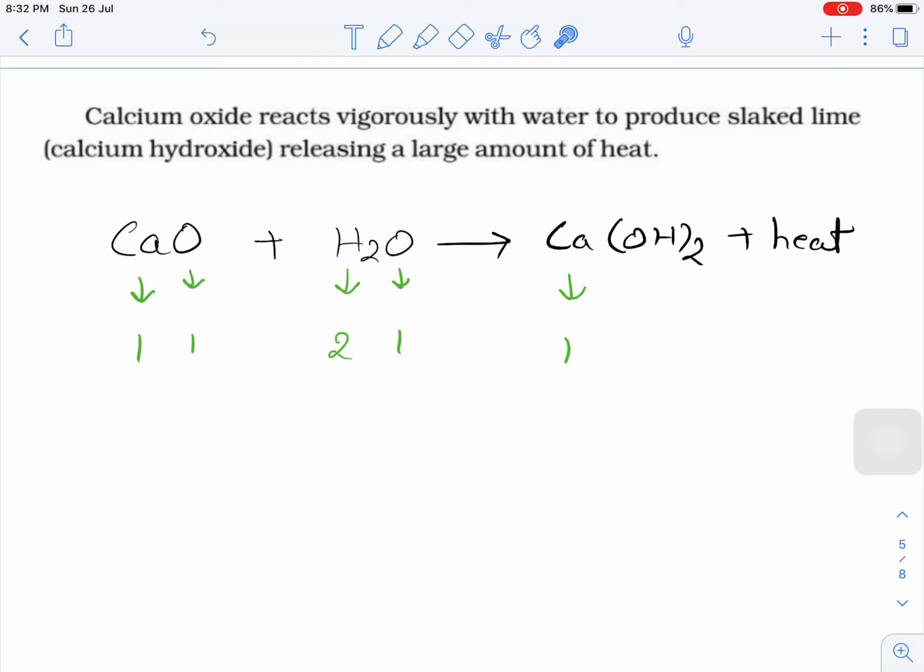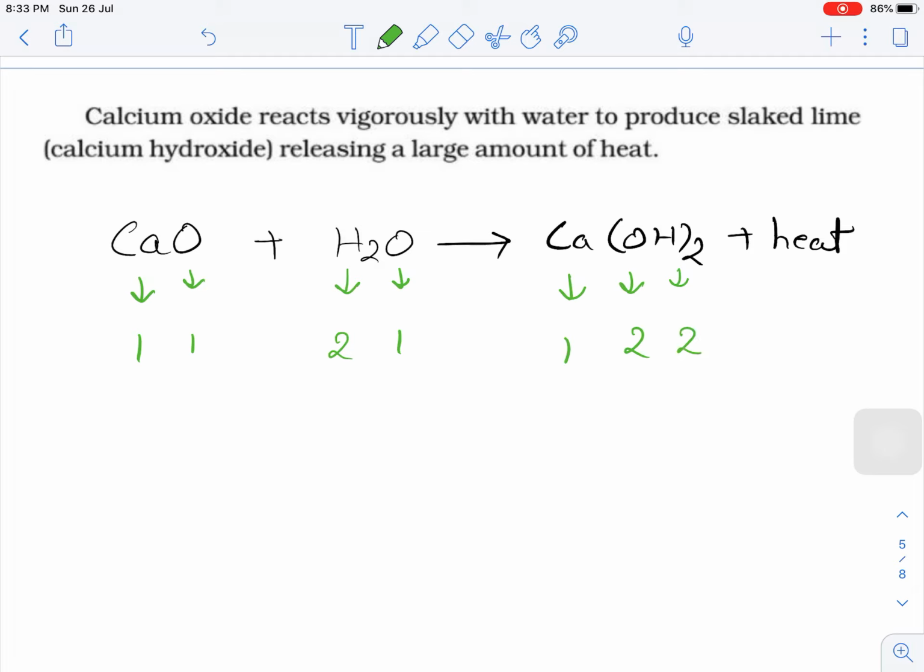Now let us come to the RHS side. Remember that here this OH has a bracket. What does it mean? This suffix is only for the elements which are present inside this bracket. It is not for Ca. It is only for O and H. Does it have any further suffix? No. Then 2 into 1, so there are 2 atoms of oxygen, and 2 into 1 again, so there are 2 atoms of hydrogen.